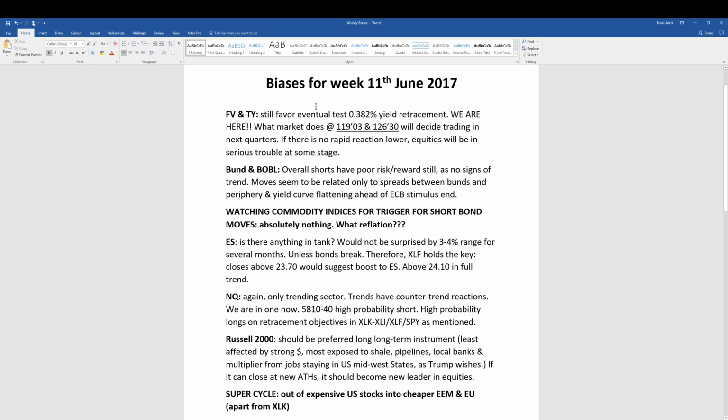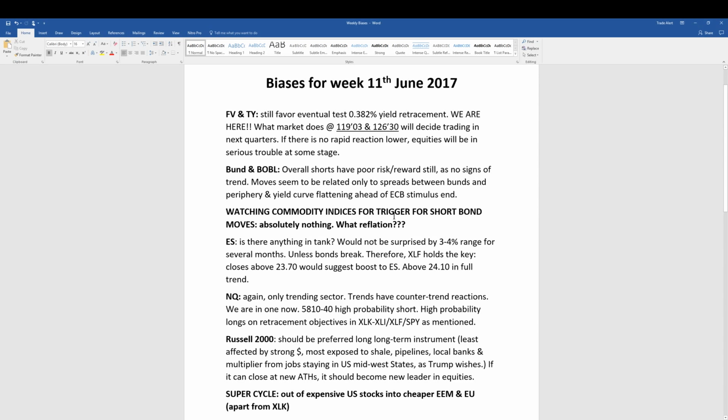So our biases for next week are actually very little changed. 5-year and 10-year, we think they're in the range with the 0.38 retracement as the lower bound. We see very little upside in yields though, more likely to consolidate within a 10-15 basis point trading range than anything else. Bunds and Bobls are absolutely dead for the time being, and we don't see why anything should happen there until the end of the summer when the ECB comes back. We think that will be a very boring market.